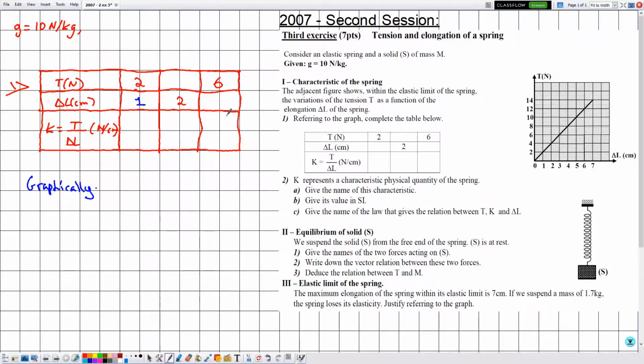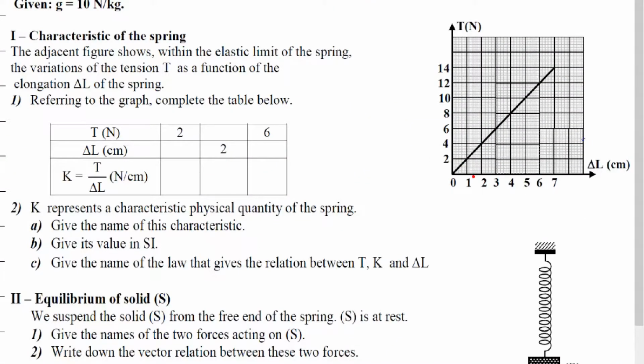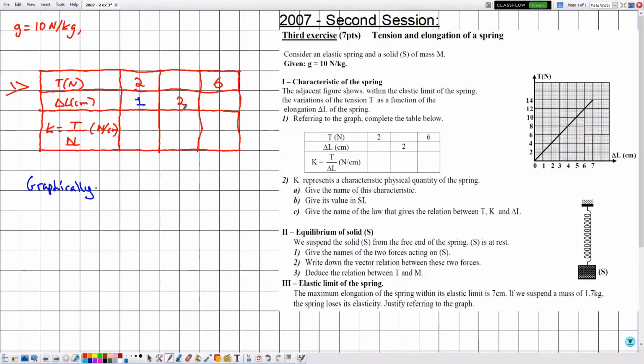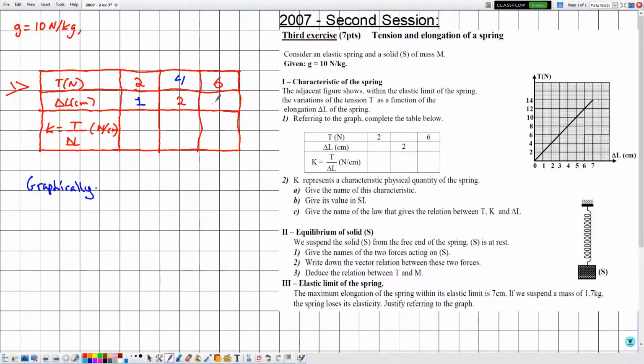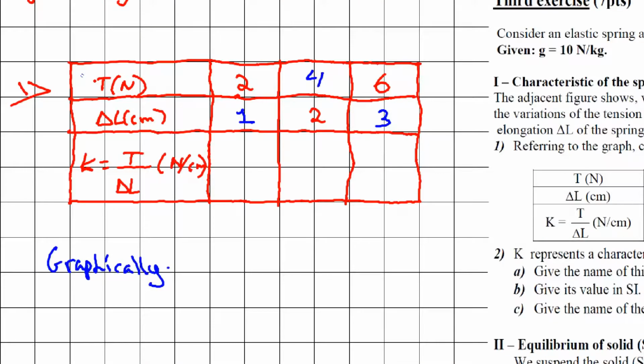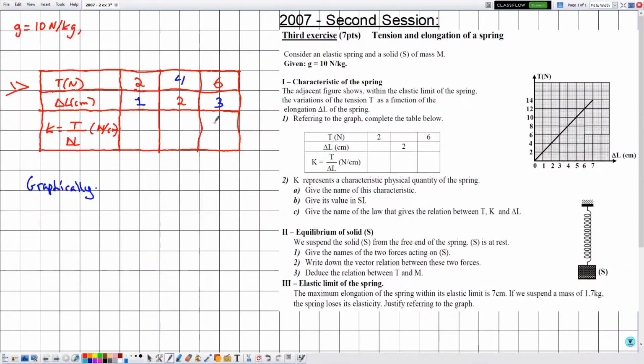Now when delta L is 2 centimeters, it corresponds to this point on the curve, which has a value of 4 newtons. And when the tension is 6 newtons, it corresponds to this point on the curve, which has a value of delta L equal to 3 centimeters. So graphically, we have completed the first 2 rows. Now by calculation, we'll complete the third row. So let's do the calculation here.